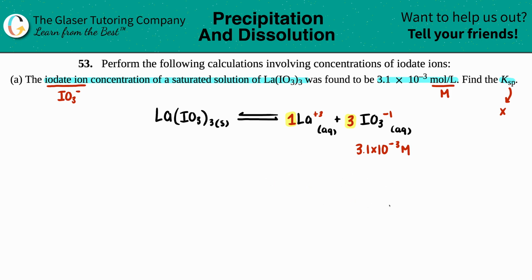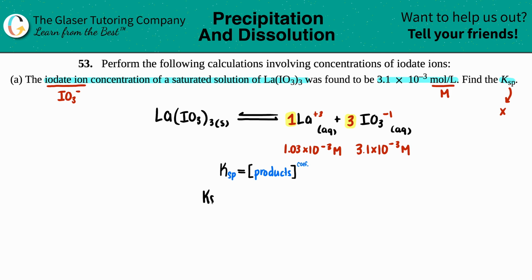Okie dokie. So let's go for it. Calculate time. 3.1 times 10 to the negative third divided by 3. And I get 1.03 times 10 to the negative third molarity. Now we have both values. Remember, we don't care about the solid because solids don't get included in KSP. Now let's just plug it in. Remember, the general formula for KSP is just equal to the products raised to their coefficients.